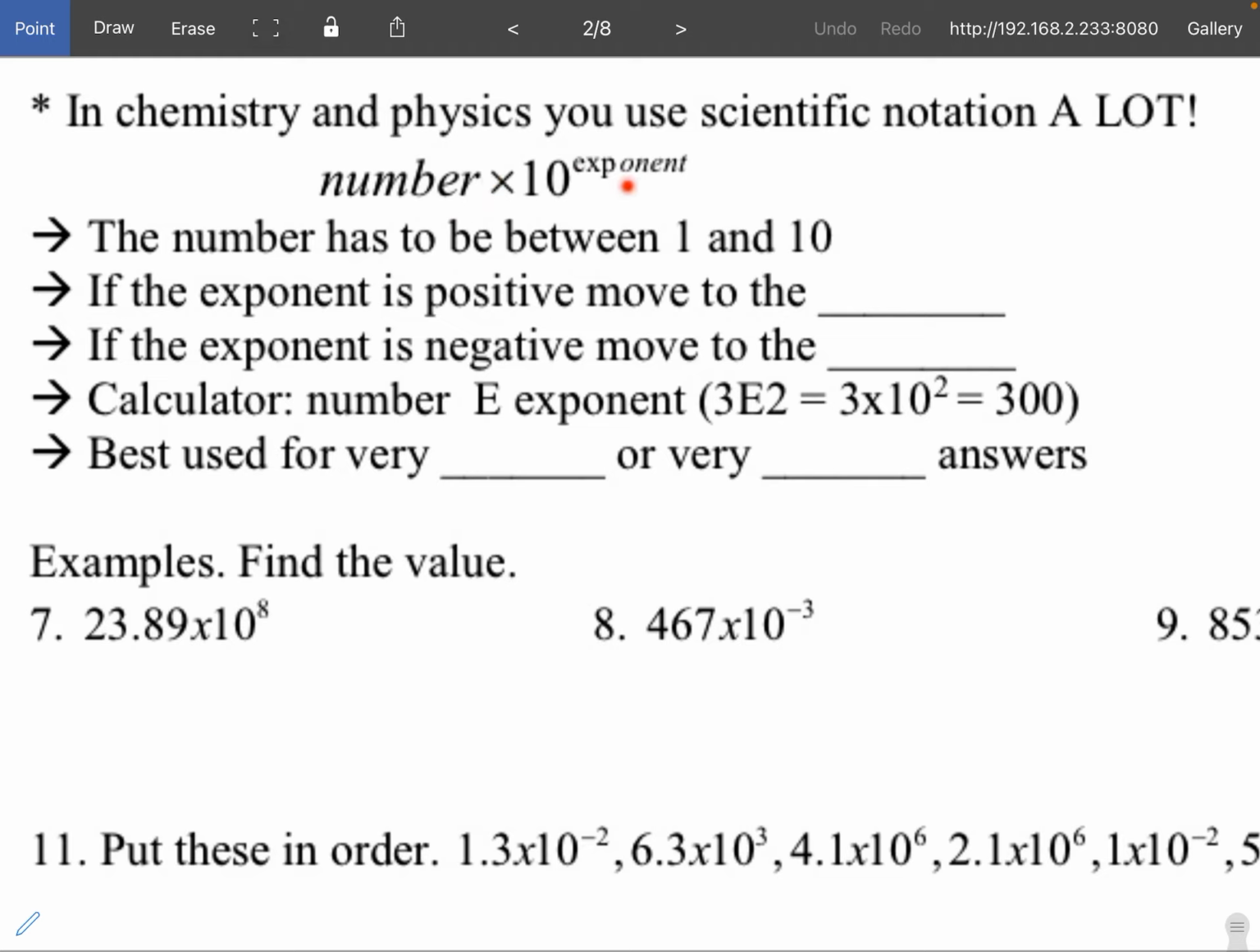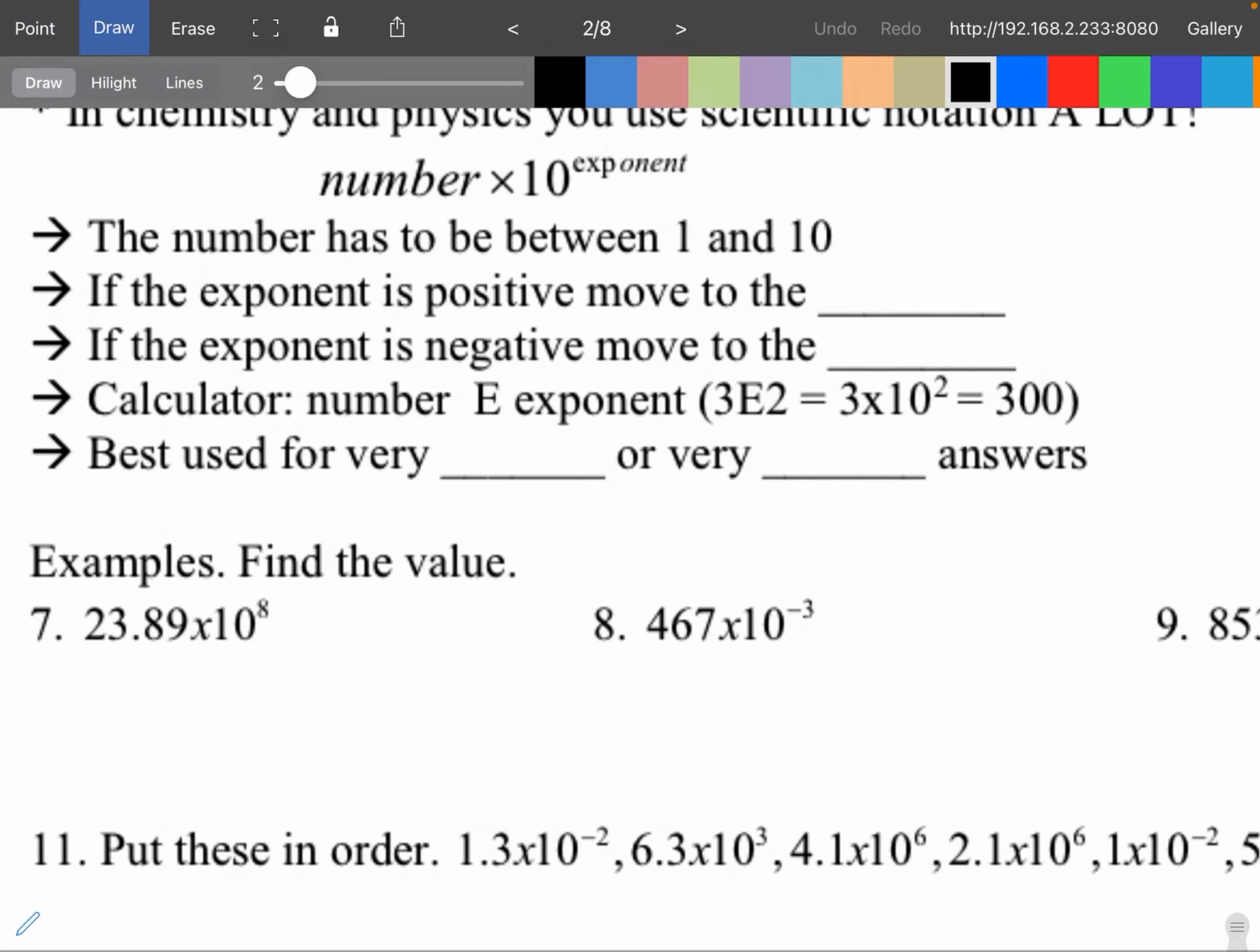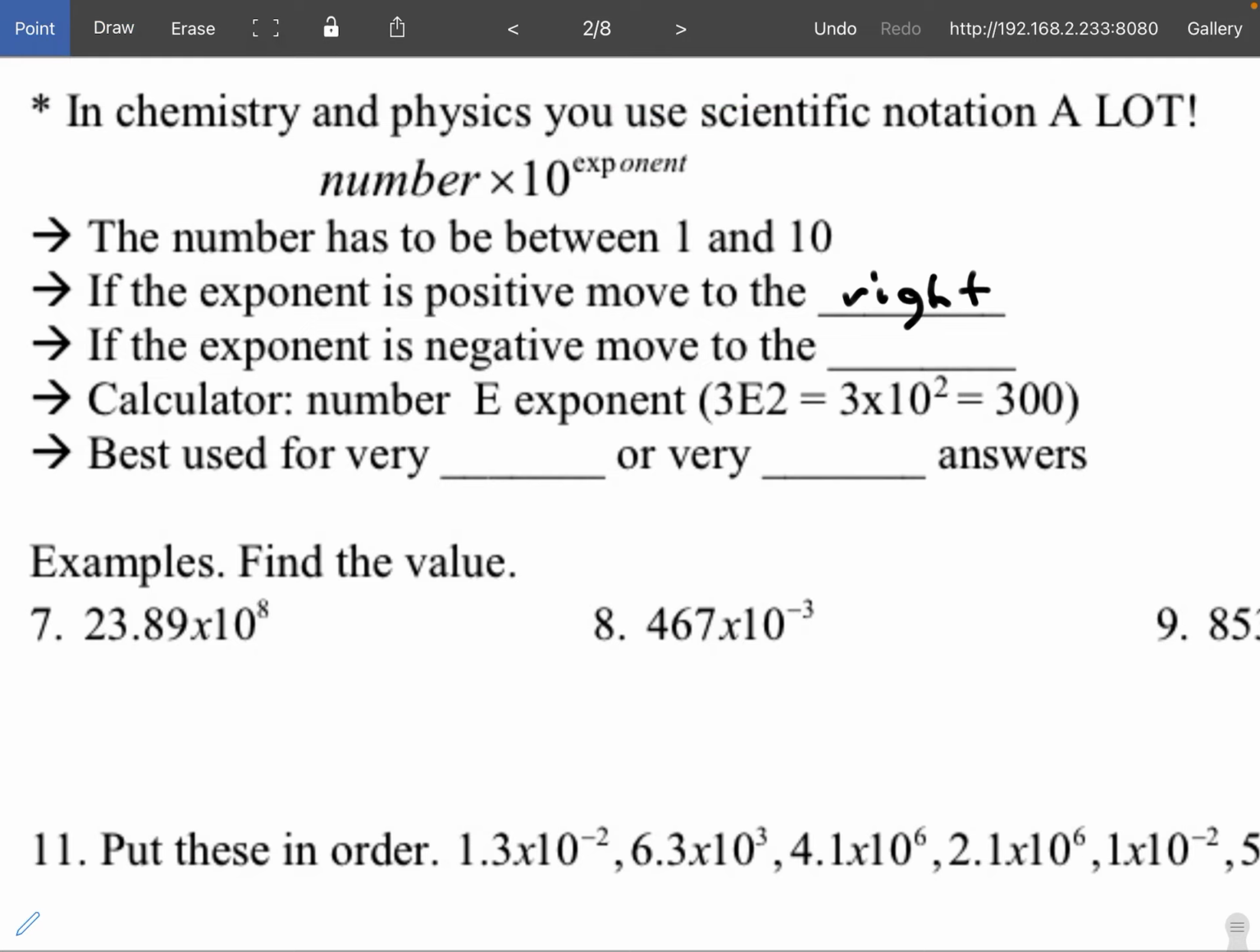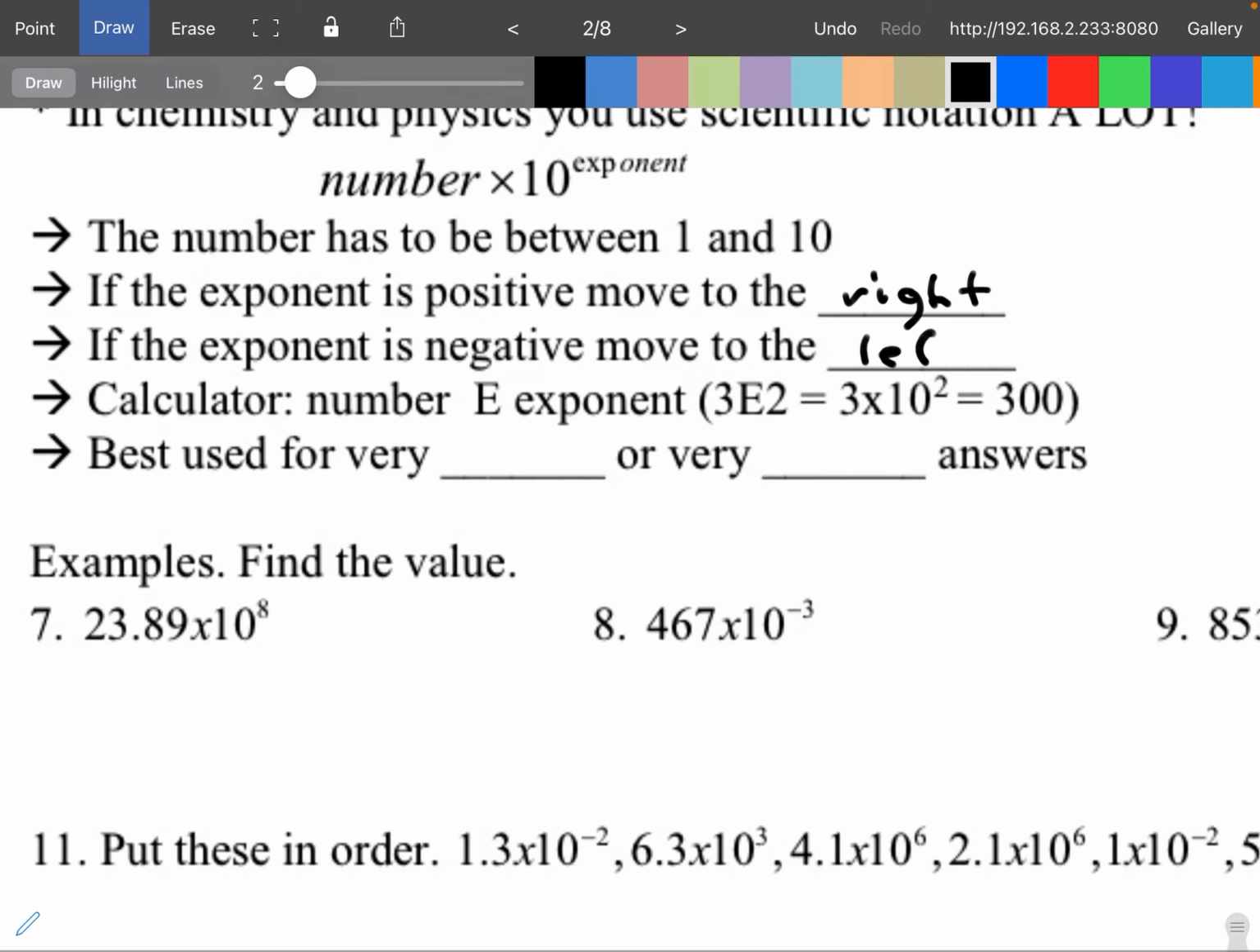The power right here, or the exponent, if it's positive, you move the decimal to the right. So this should say right. And we're talking about the decimal. Okay, we're going to move the decimal to the right. If that exponent right here is negative, please stop. If the exponent is negative, you're going to move the decimal to the left. All right. And then the bottom line of that, this is best used for very small numbers or for very large numbers. And your calculator automatically does that.